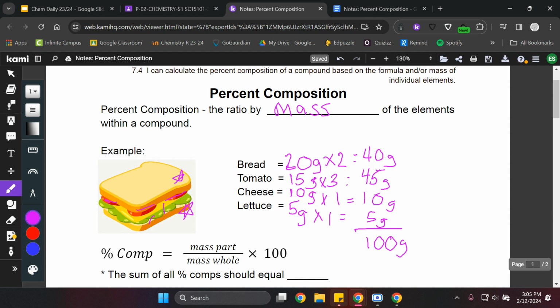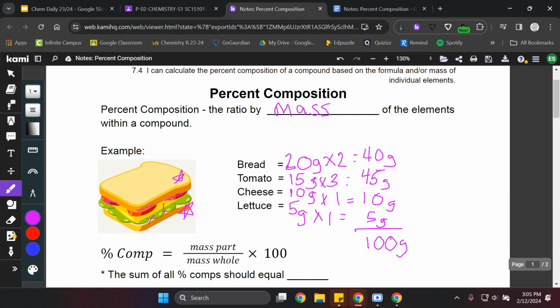This is what we've been doing, or very similar to what we've been doing when calculating molar mass. Right? If we think to molar mass, we look at the molar mass, we multiply it by how many of that individual element are in the compound, and then we get the sum of the result. That's very similar to what we're doing here. So think of this as the molar mass for the sandwich itself.